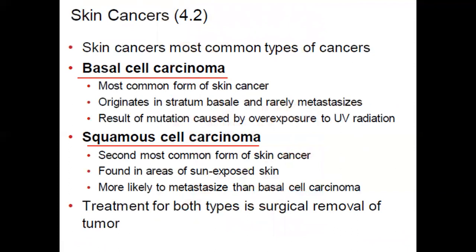In certain cancers, the most common type of skin cancer, one of them is called basal cell carcinoma. It's the most common form. It actually originates in the stratum basale. Remember, the basal cells, or basale, it rarely metastasizes, but it's as a result of mutation that's caused by overexposure to the sun. So basal cell carcinoma isn't incredibly serious. It's pretty treatable, but it's the most common form.